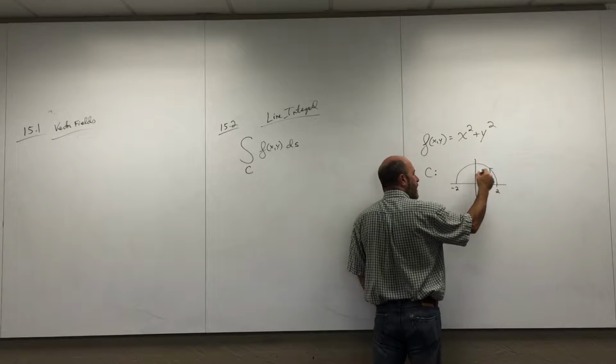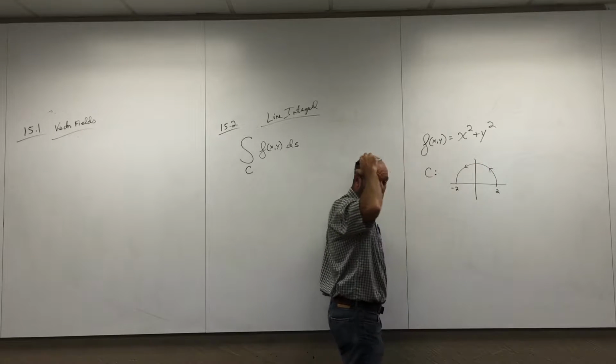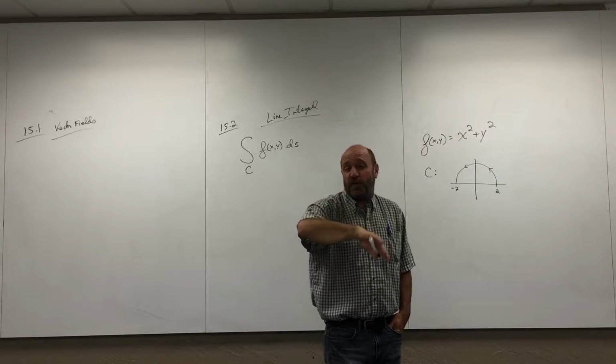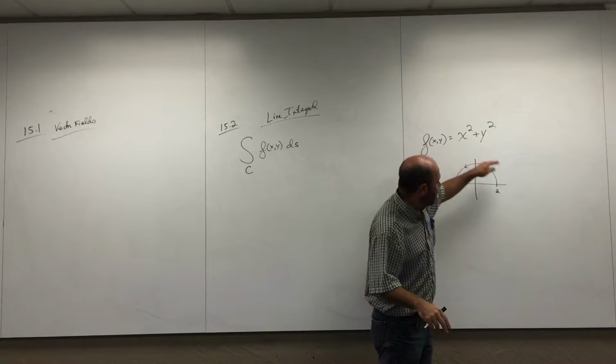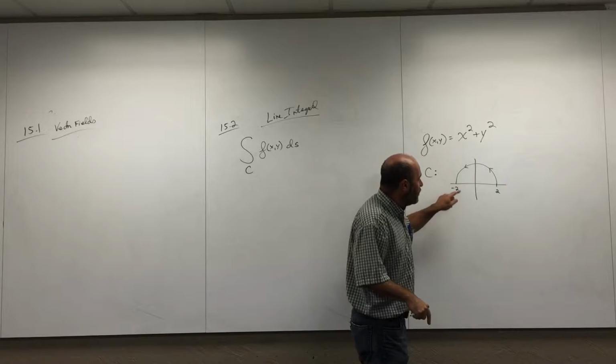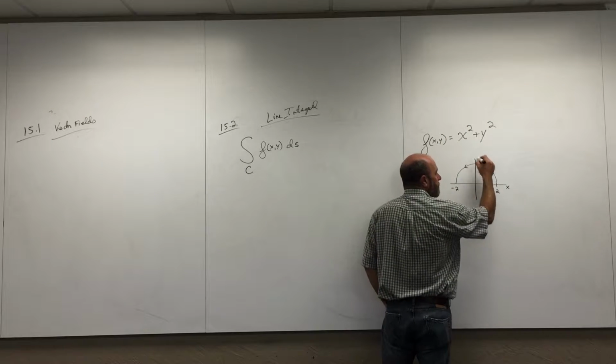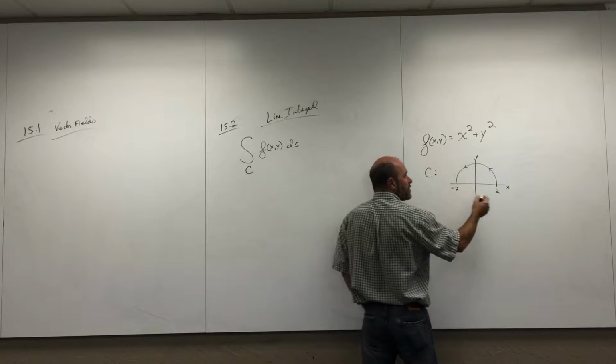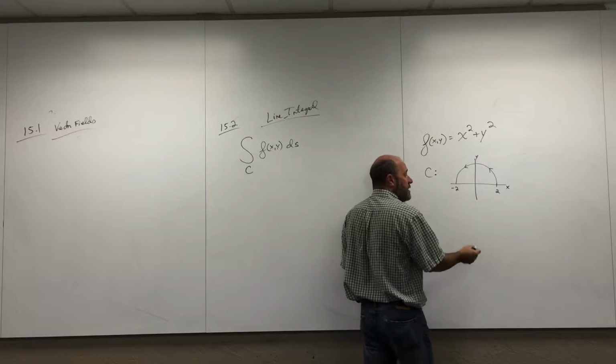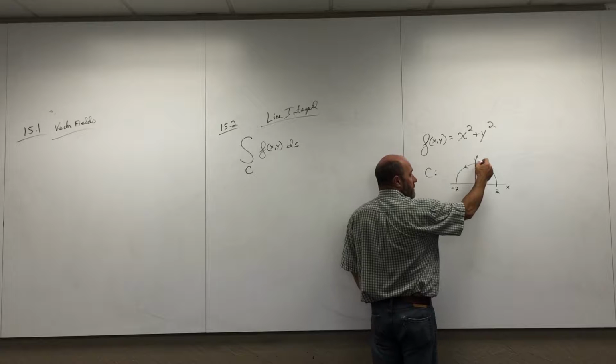When you integrate along a curve, the orientation of the curve is important. Are you integrating this way or this way? So we're integrating this function over this curve in the xy plane. And I call this curve a semicircle of radius 2, apparently.